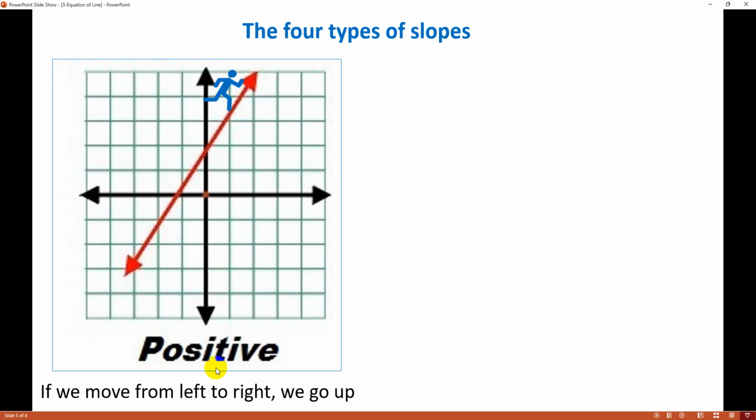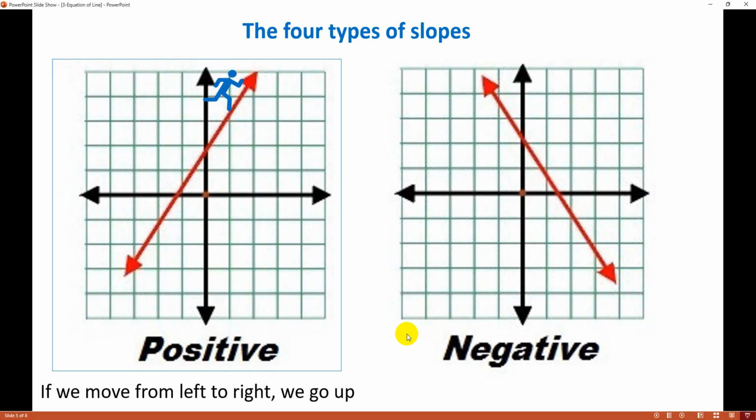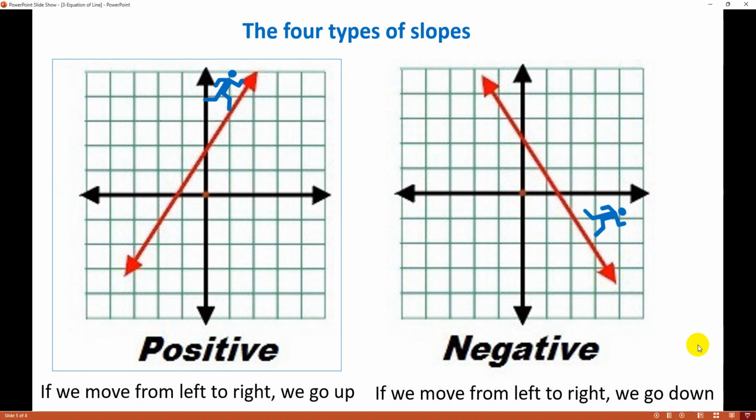So that's why it's positive. Now, if the slope is negative, the line will look like this. If we move from left to right, we go down, as we see here. So basically, if the x increases, the y decreases from left to right. That's why it's negative.